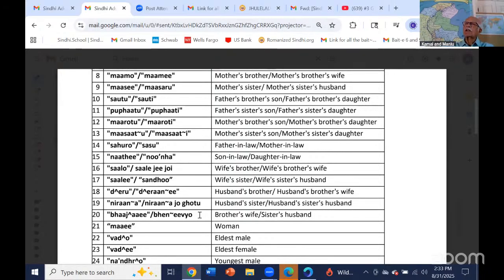Now look at this. All relationships have a name. In English, you cannot explain this. Bhenivyo. Bhajai, bhenivyo. Brother's wife is bhajai, sister's husband is bhenivyo. If your sister is married, she has a husband, that is called bhenivyo. My sister's husband is bhenivyo, my brother's wife is bhajai.